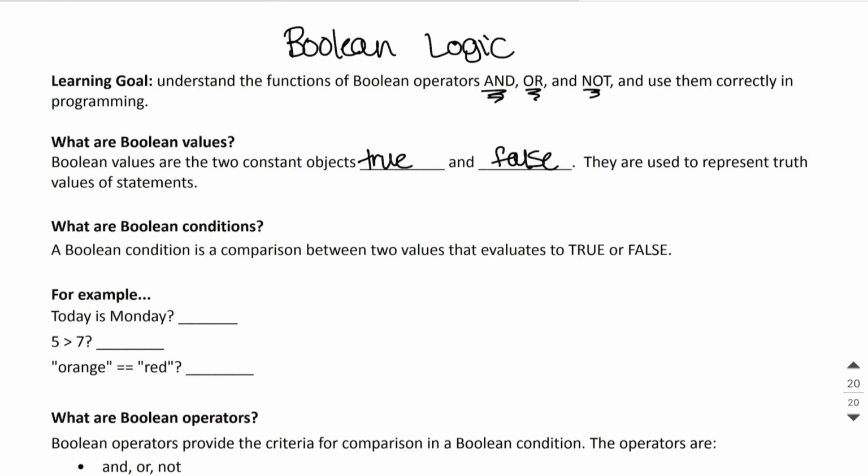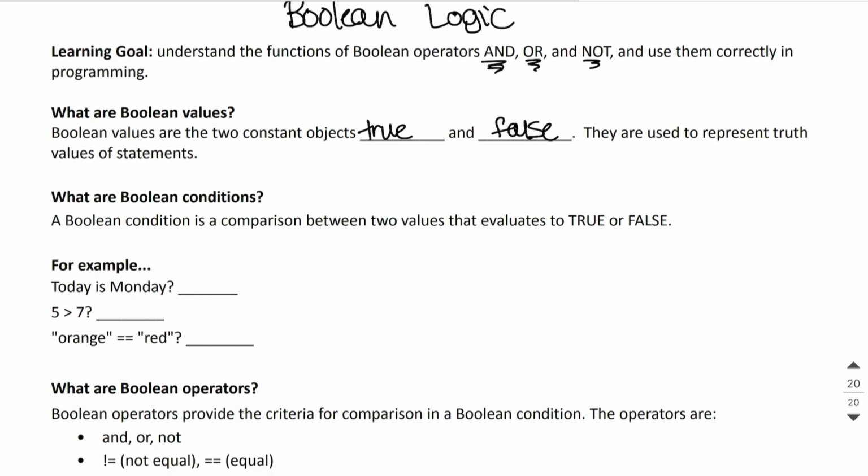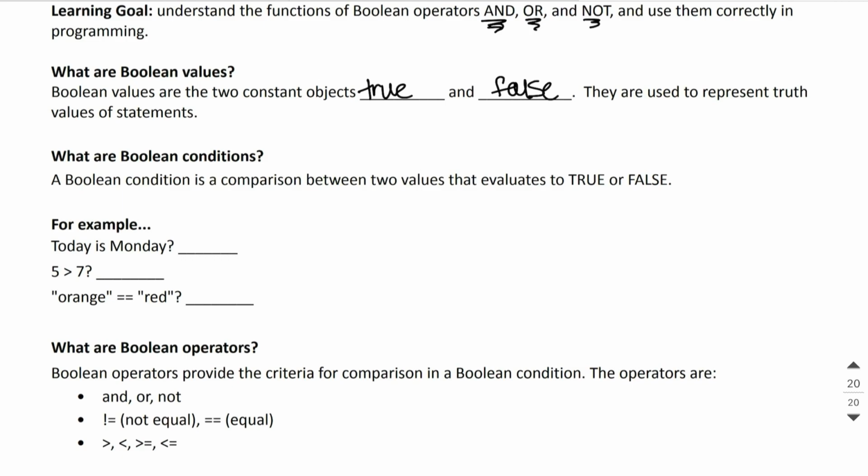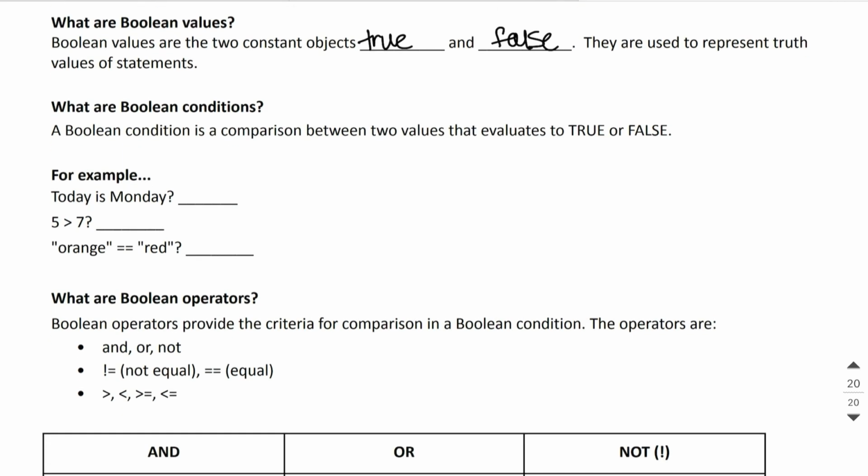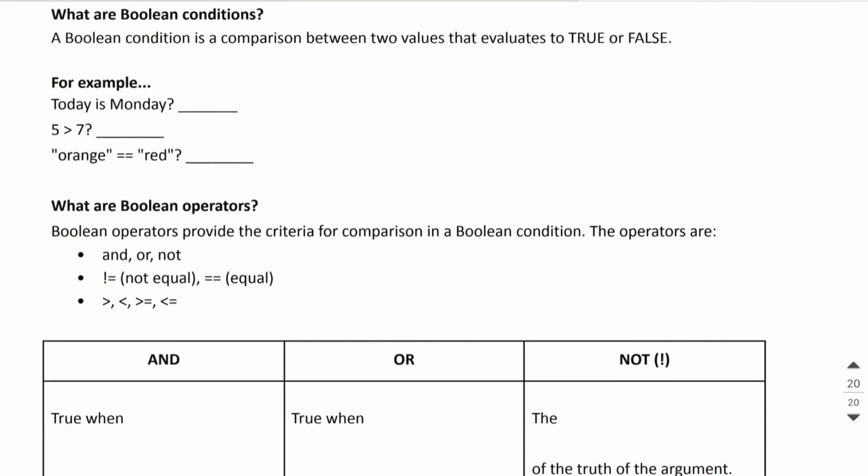So what are Boolean conditions? A Boolean condition is a comparison between 2 values that evaluates to true or false. So for example, today is Monday. I'm going to have you fill this out because I'm not sure what day you're actually watching this video. So you can determine if this is true or false yourself.